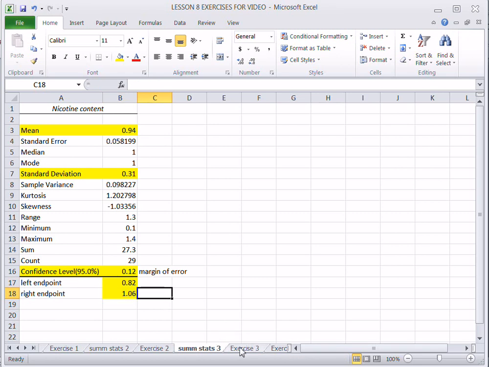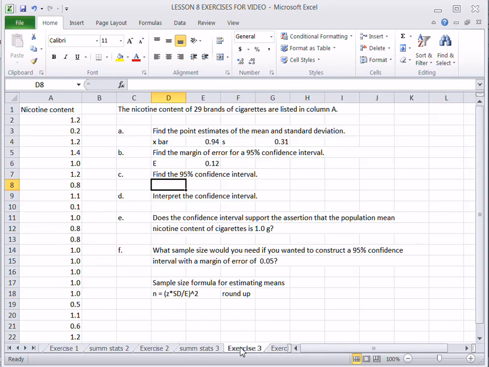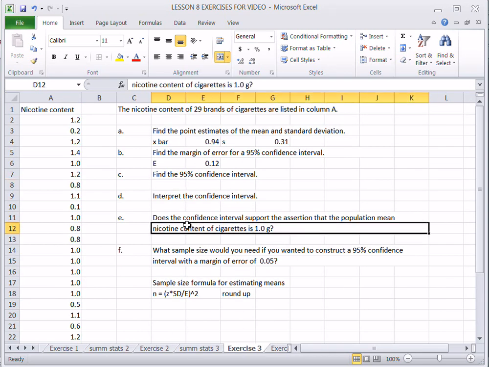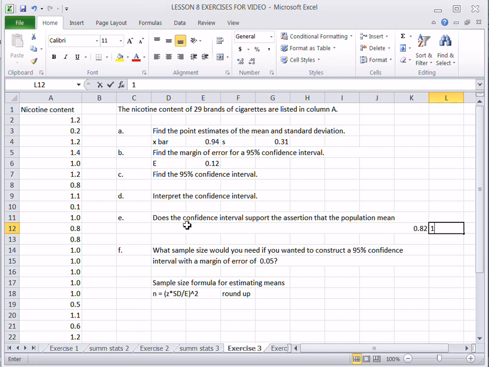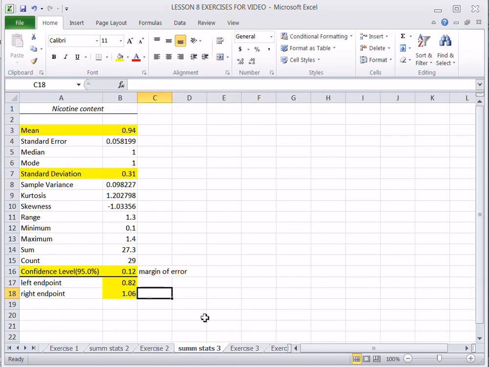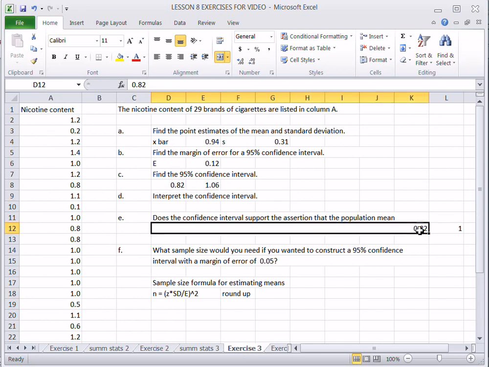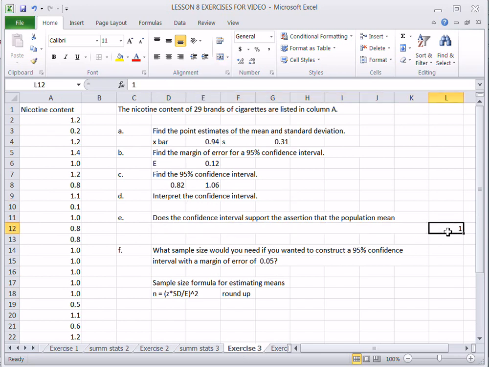So let us go back to exercise 3. 0.82 to 1.06. Yeah, 0.82 to 1.06. We don't want that here. Alright, so here then is the confidence interval.